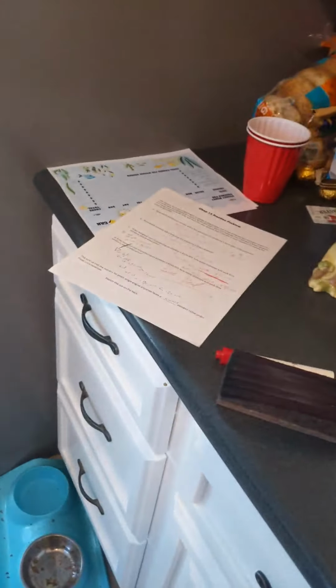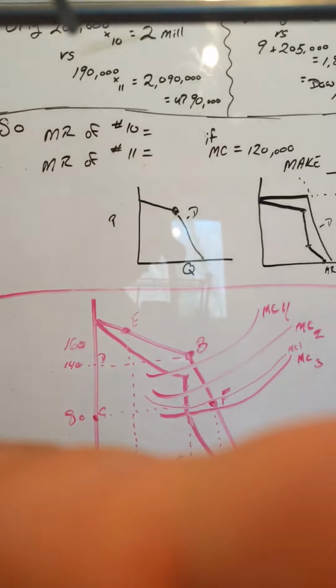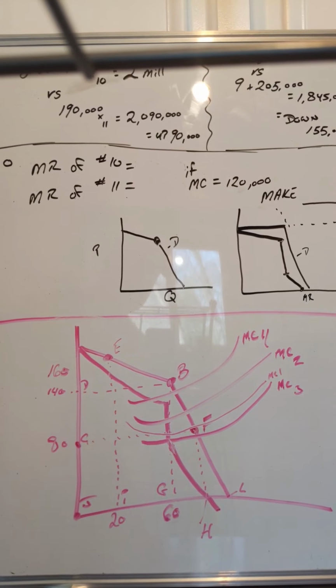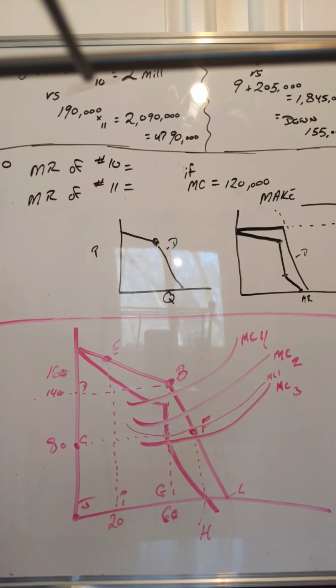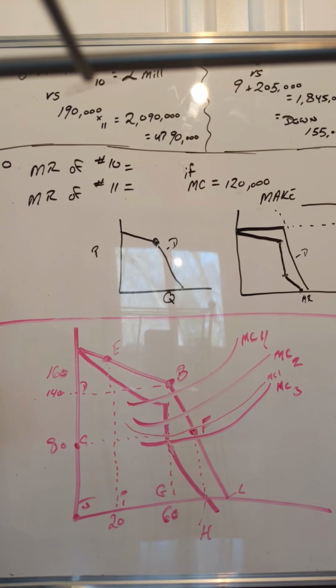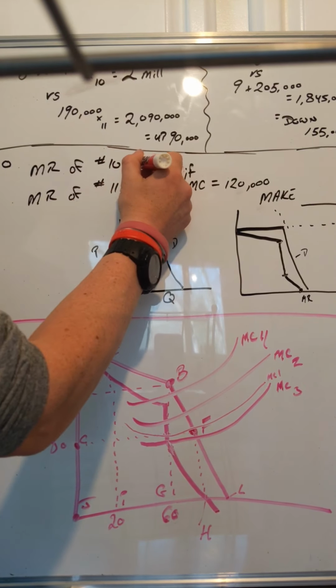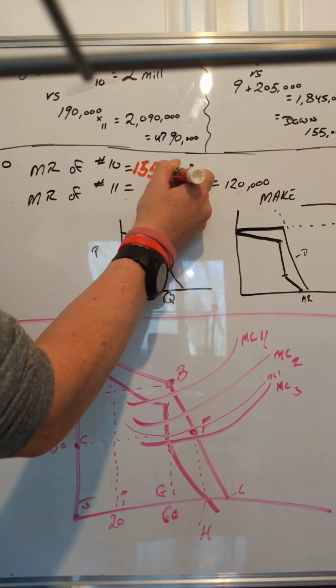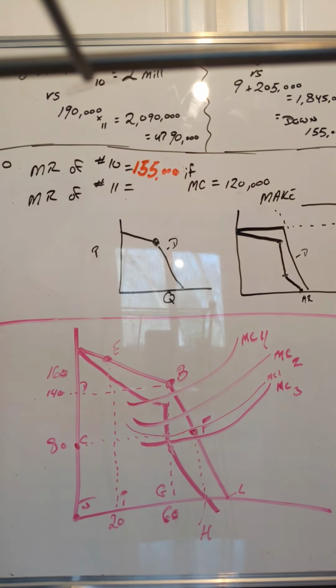Now I'm going to set this up. I think the rest of this you can get if I set that up right. So why is this important? It's important because that really tells us that I'm losing $155,000 by not making and selling that 10th plane. That means by making and selling the 10th plane, I would have been getting $155,000 more. That means that my marginal revenue of that 10th plane was $155,000.